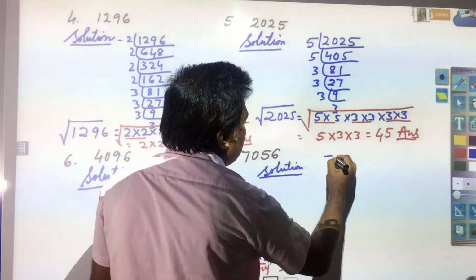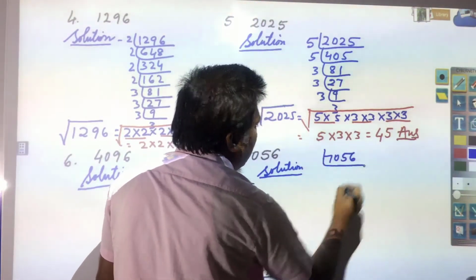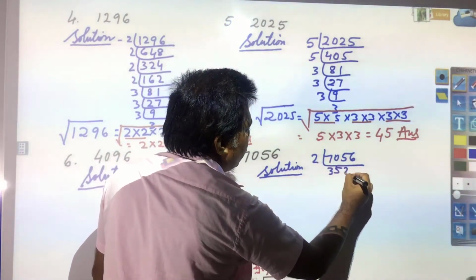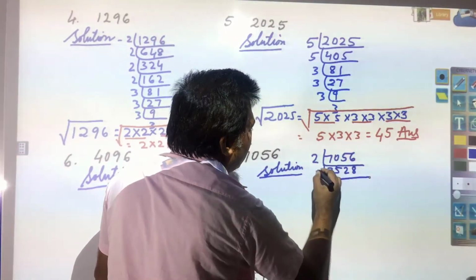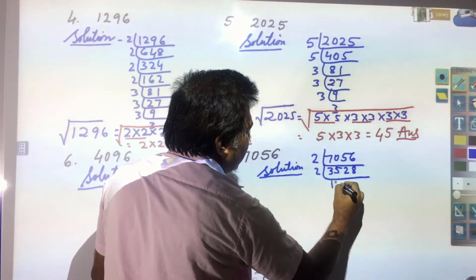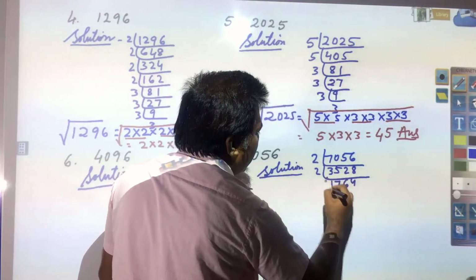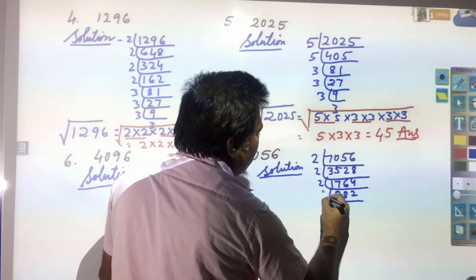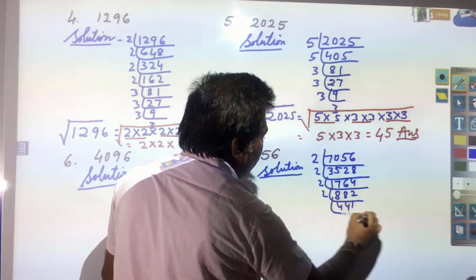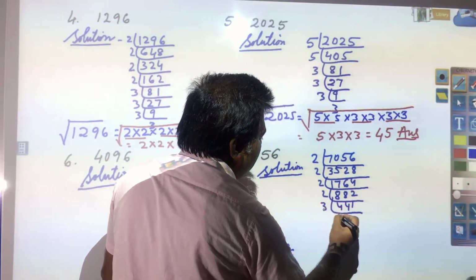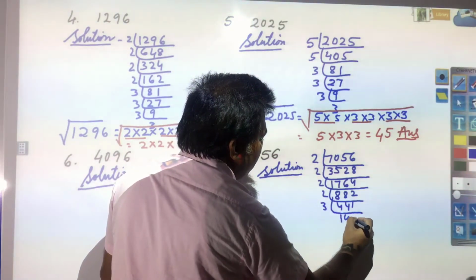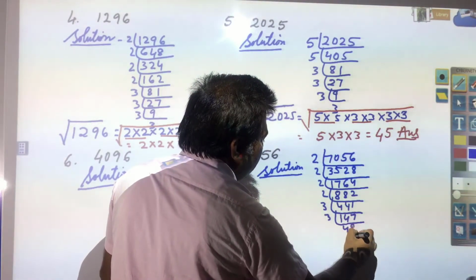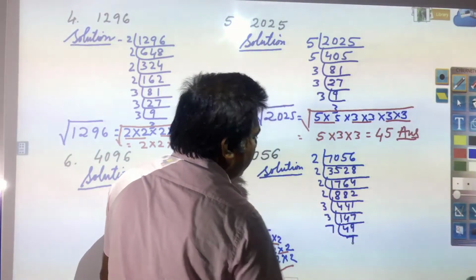Next you see 7056. Now the prime factorization: 2 threes are 6, 2 fives are 10, 2 twos are 4, 2 eights are 16, 2 ones are 2, 2 sevens are 14, 2 sixes are 12, 2 fours are 8, 2 eights are 16, 2 eights are 16, 2 twos are 4, 2 fours are 8, 2 fours are 8, 2 ones are 2, and 3 ones are 3, 3 fours are 12, 3 sevens are 21, 3 fours are 12, 3 nines are 27, and 7 sevens are 49.